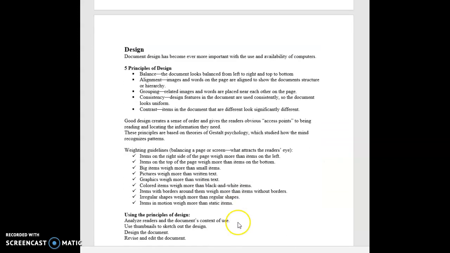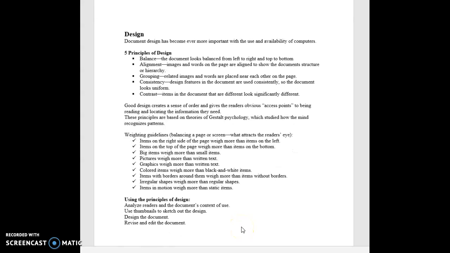And then design. This is probably going to come into play when you start working on your newsletter. There are 5 principles of design. The balance. Does it look right from left to right, top to bottom? How does it look to your eye when you see it? A lot of people will say it's off-centered or it needs to be up higher. Kind of think about that as you stand back and look at it.